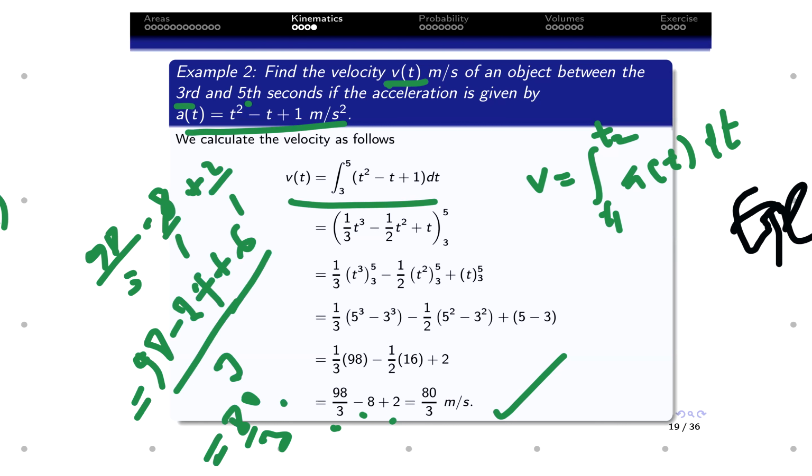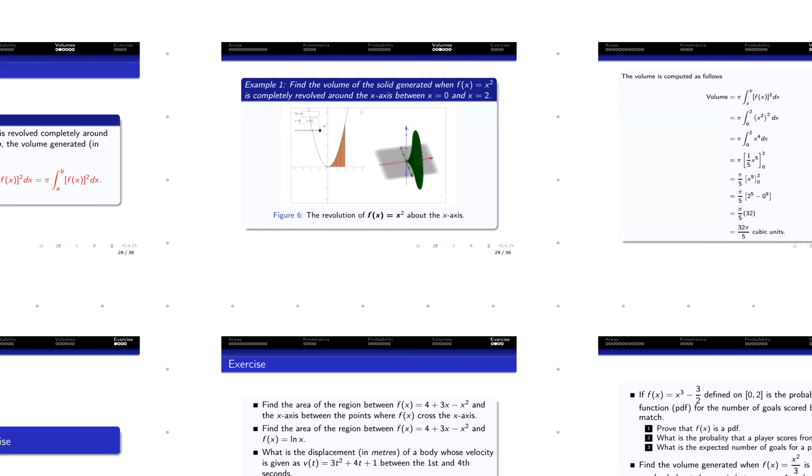So within the third and fifth seconds, the velocity of the object is 80 over 3 meter per second. Okay, so that's the end of this, but then we have some exercise as usual. We have some exercise for this, and that's basically these last two questions on this slide.